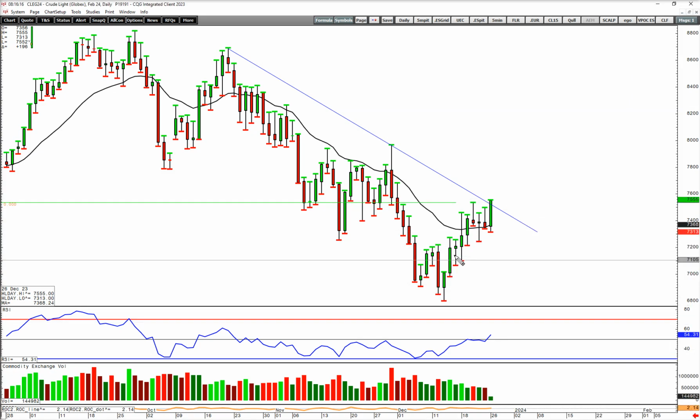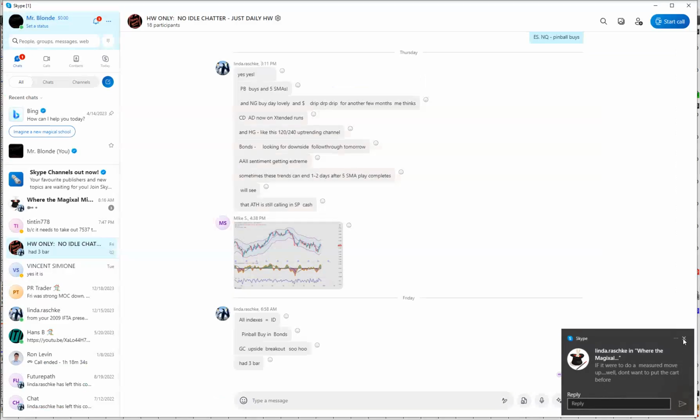And this is your ABC up, could be topping. The last leg down was smaller, so this is also a U-turn. So we're getting a daily U-turn at the trend line break. That seems pretty positive. You have to wait and see how it ends up.